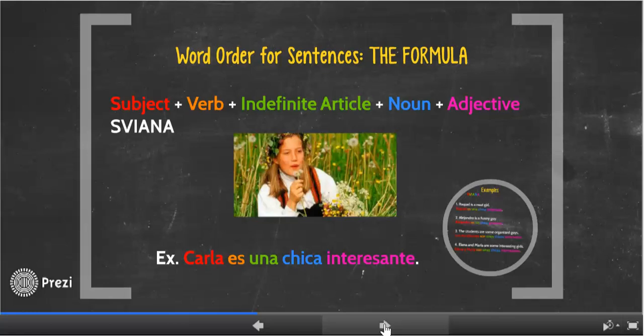I think of Sviana as the name of a cute little Scandinavian girl, and I'm pretty sure she looks a little something like this, okay? So Sviana is your friend, and she will help you figure out how to do your sentences, right? So an example of this would go Carla, which would be your subject, es, which is your verb, una, your indefinite article, chica, which is noun, and interesante, which is your adjective. Carla is an interesting girl.